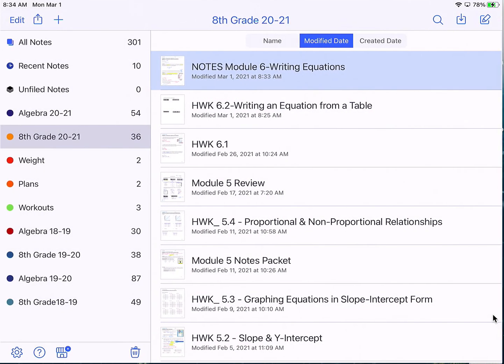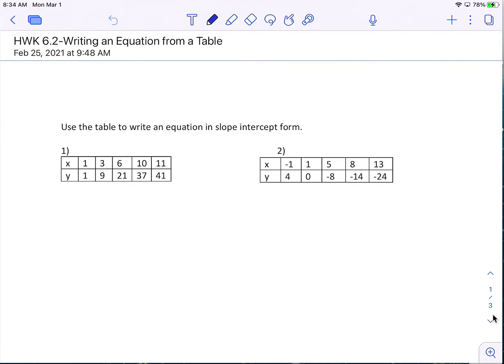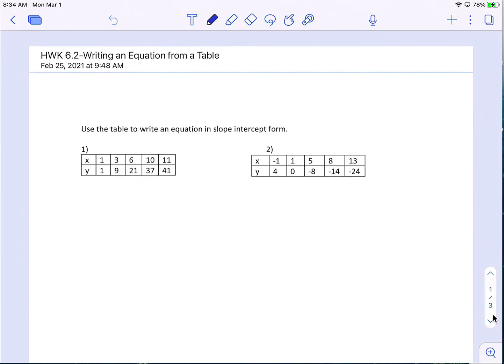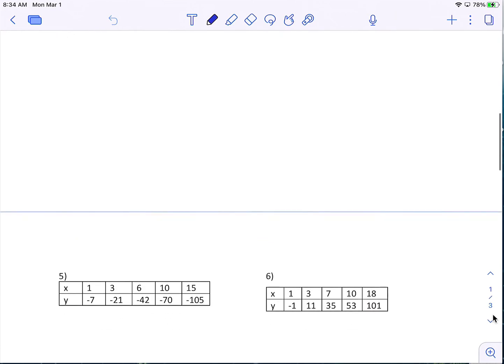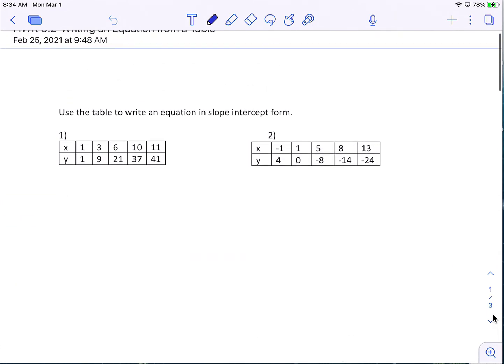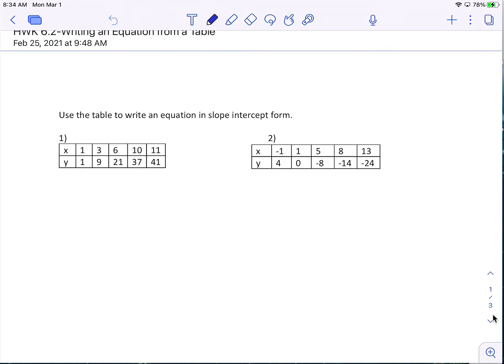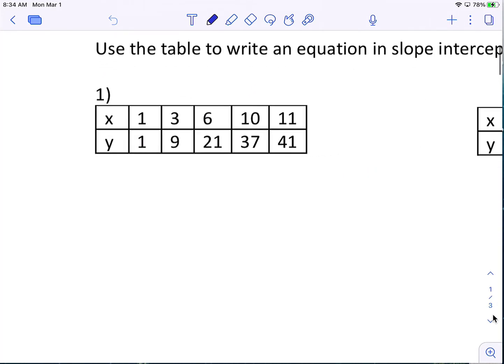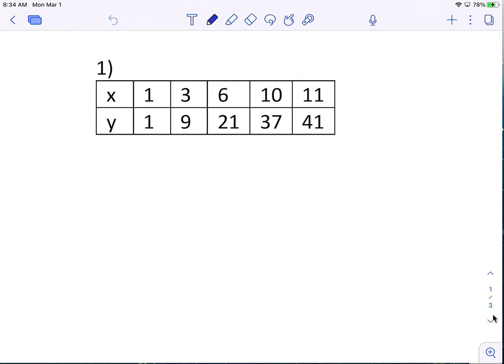And so I'm actually going to go to the 6.2 assignment for this and show you that. In the 6.2 assignment, all it is is a bunch of tables. No word problems. We've done enough of those for a little while. But all of these tables, I purposely made so that there's not a nice pattern with them, so you have to do the other way. So let's find the equation in slope-intercept form for this table.